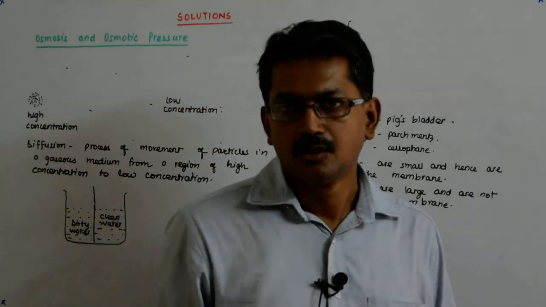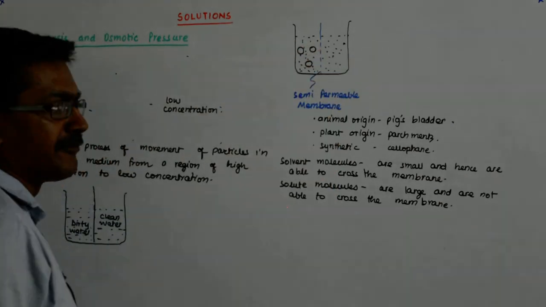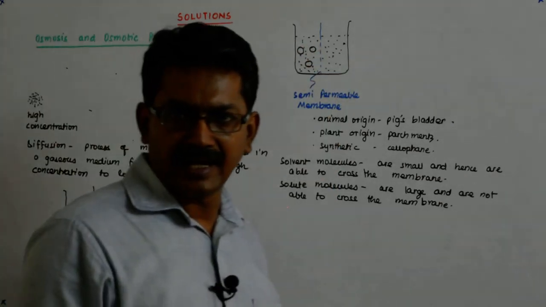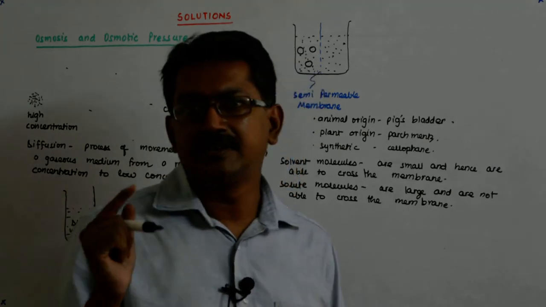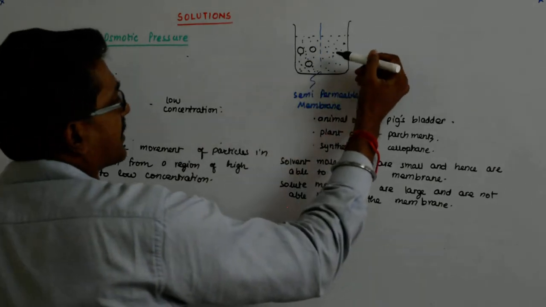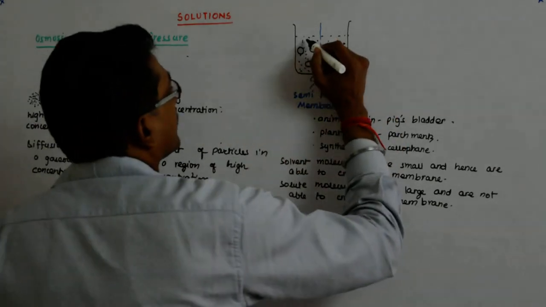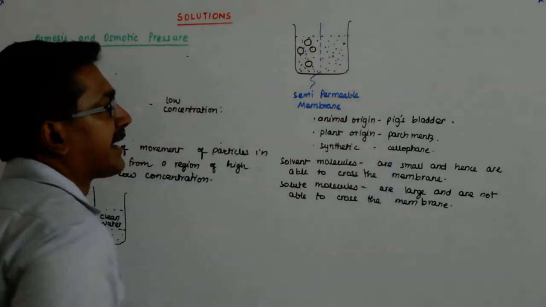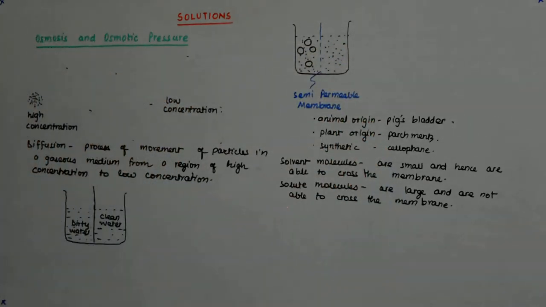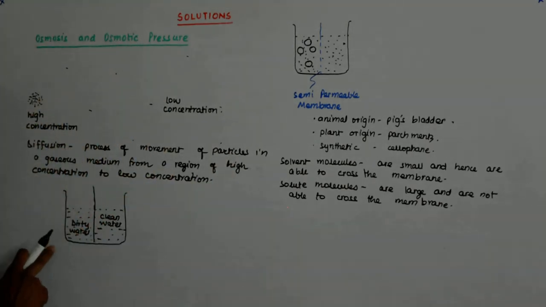Understand? But solvent molecules are definitely not bound by that. They are not obstructed. So they will cross from the higher to the lower concentration. And to the right hand side, since there are no solute particles here, their concentration is high. So they do not lose this nature.